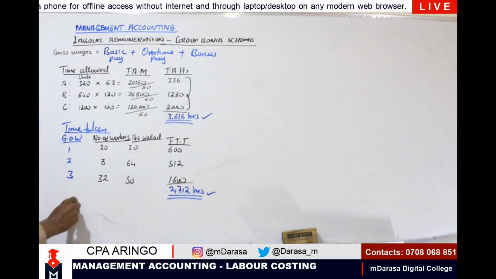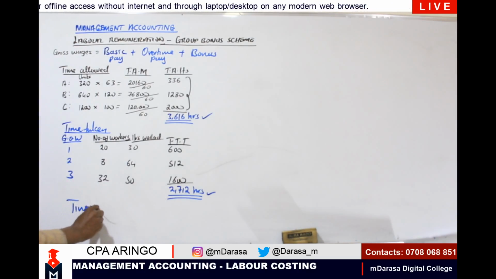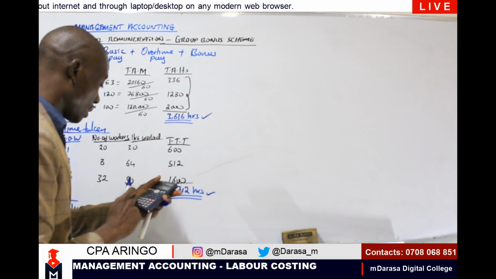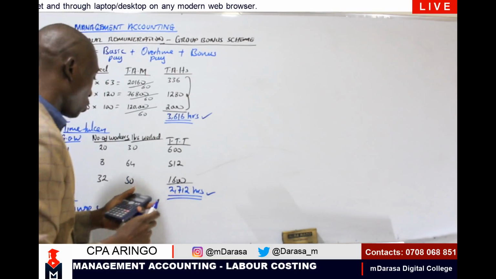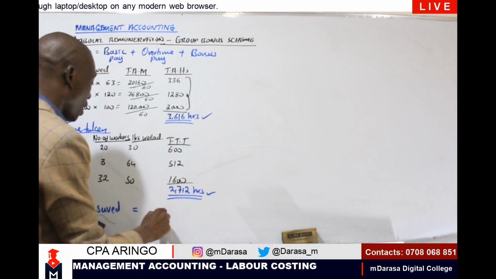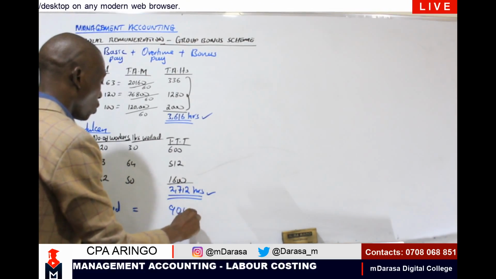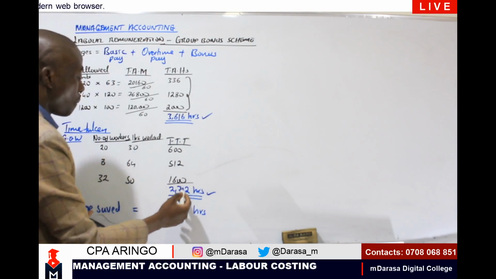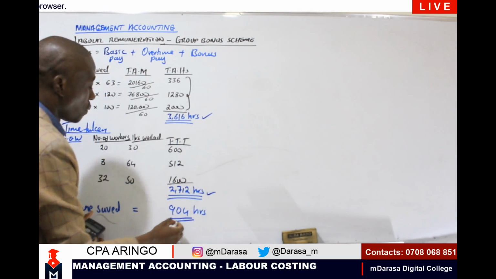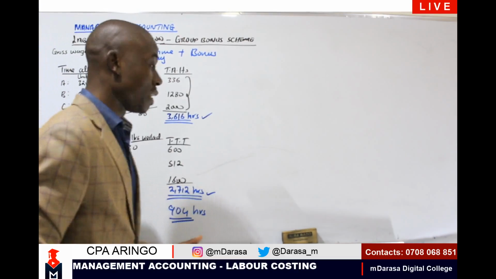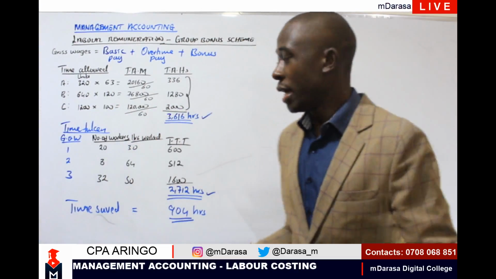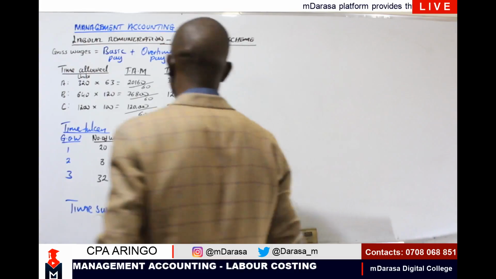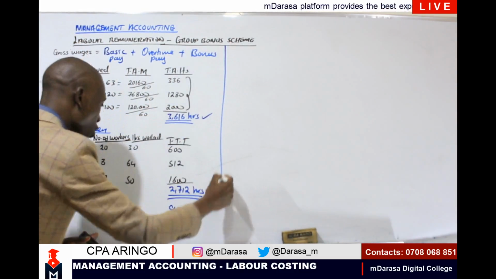So my time saved confidently, I can determine by taking 3616 minus the answer to give us 904 hours. So I'm having 904 hours. That is taking 3616 minus 2712 should give us the time saved to be 904 hours. And ideally, this is where our bonus will also come from.